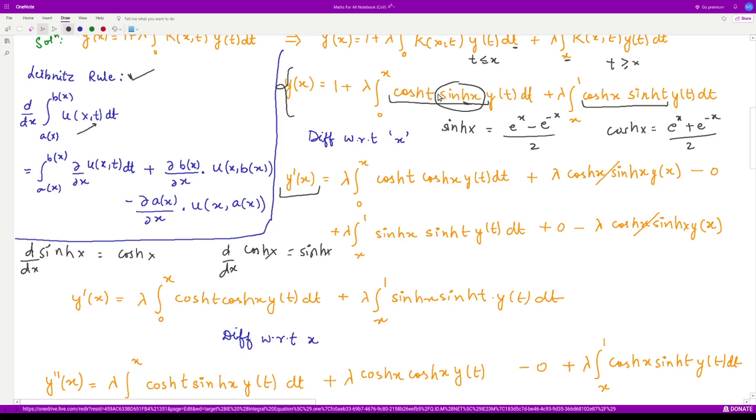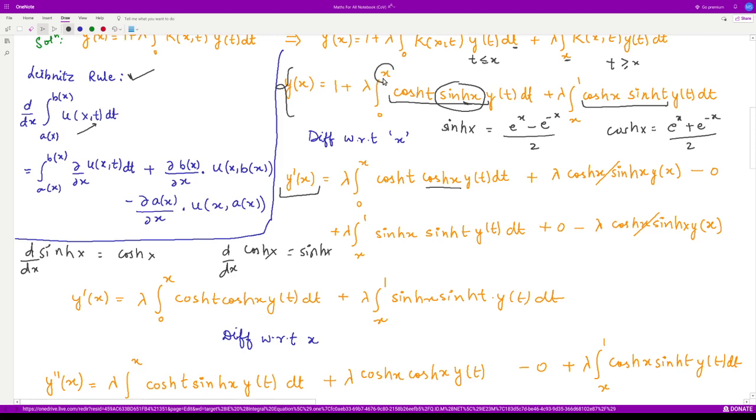So we were differentiating this term. It is lambda integration from 0 to x, the derivative of this whole term with respect to x. So we have cos hyperbolic x, because differentiating sine hyperbolic x gives cos hyperbolic x. These being constants come as they are. Then the derivative, plus lambda times the derivative of the upper limit with respect to x. What is that?